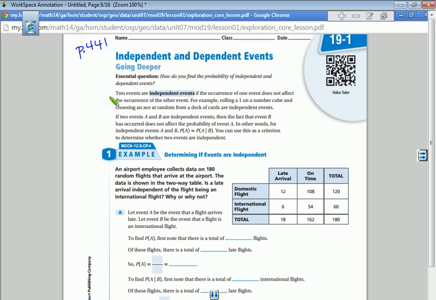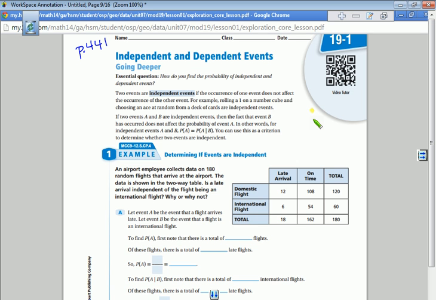All right, so the first thing we see is the definition of independent events. Two events are independent if the occurrence of one, y'all just underline that because it's hard to see, does not affect the occurrence of the other. So two events are independent if the occurrence of one does not affect the occurrence of the other. And then they give us an example.